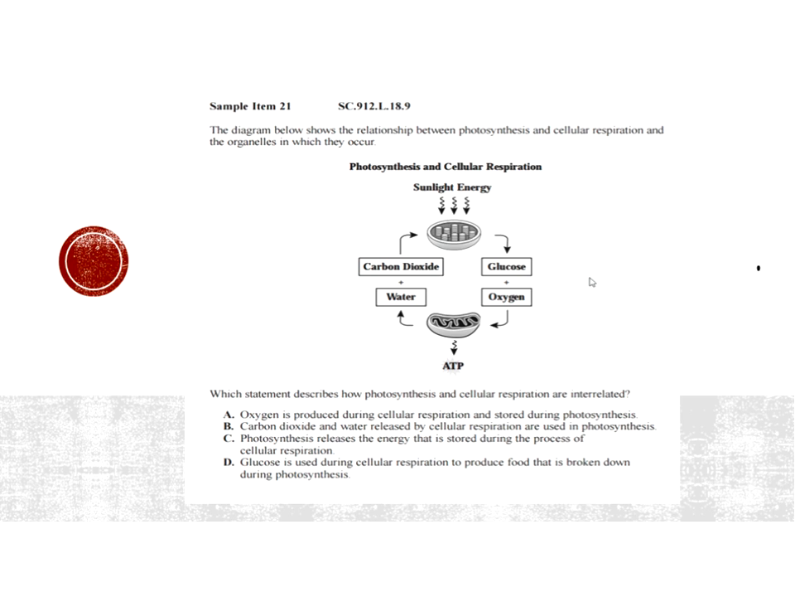All right, but you can see with the chloroplast, we have energy from the sun coming in, carbon dioxide coming in, glucose coming out, okay? In the mitochondria down here, we have oxygen coming in, water coming out, and ATP being released. So the question says, which statement describes how photosynthesis and cellular respiration are interrelated? So which of these is correct?